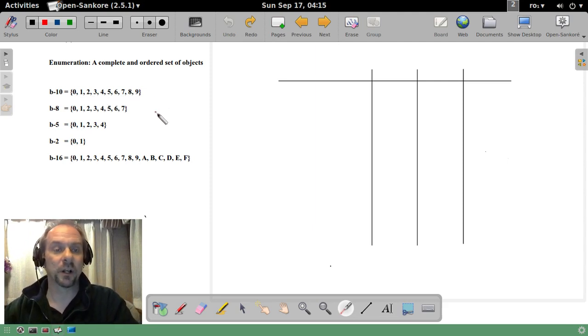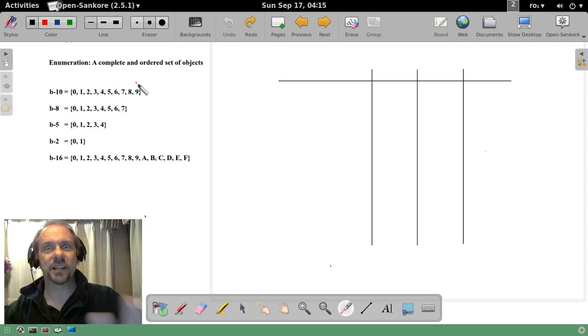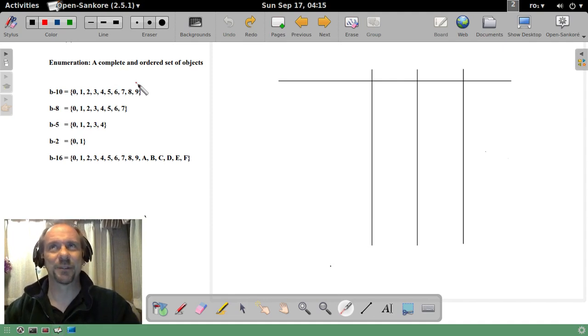We don't count 2, 5, 3, 1, 6, 7, 8, I mean, unless you're like some kind of mad statistician or something. Actually, I really shouldn't pick on the statisticians. Statistics is a great, very useful thing that we'll get into a little bit later in the quarter. But we count in sequence, so the set is ordered. So it is an enumeration. It is a complete and ordered set of digits. Again, base 10, our enumeration is 0 to 9.